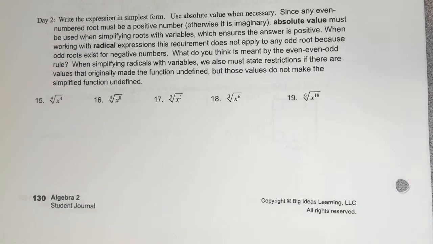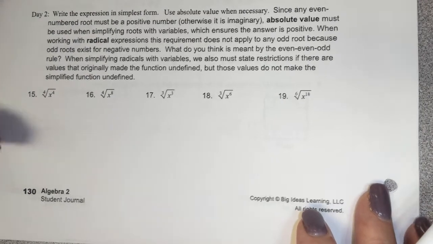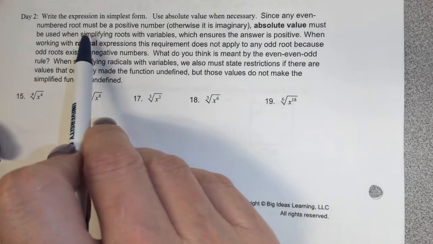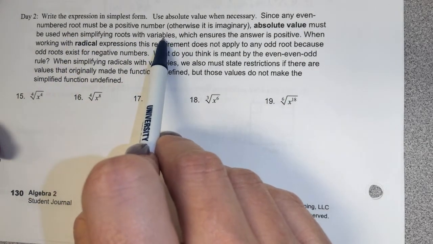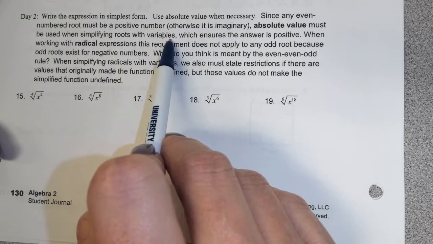Alright guys, so we're going to be continuing our work on section 5.2. We're going to look at when we need to use absolute value. The only time we're going to have to use absolute value is when we are working with a variable. If we have a constant, it does not matter. It's only when we have a variable.